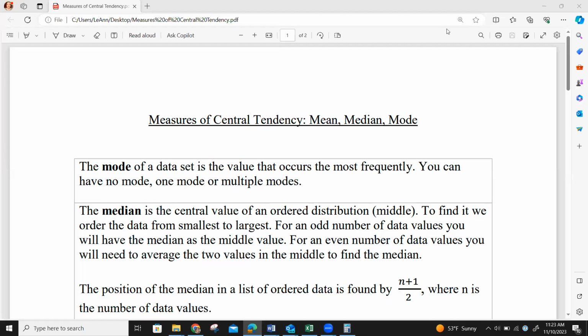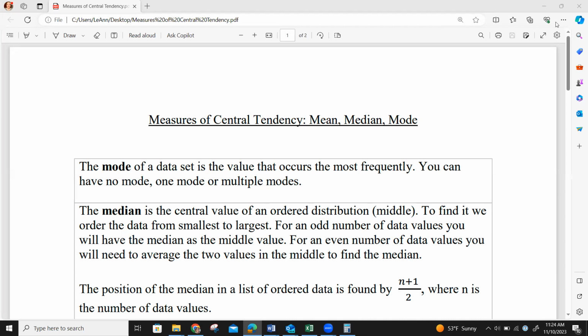All right, this video is about measures of central tendency, specifically the mean, the median, and the mode of a set of data values. The mode of a data set is the value that occurs the most frequently. You can have no mode, which means that each item occurs once and only once, so no repetitions. We could have one mode, so just one value that occurs more frequently than all the others, or you could even have multiple modes where you have two, three, or four values that occur the most frequently at the same repetition level.